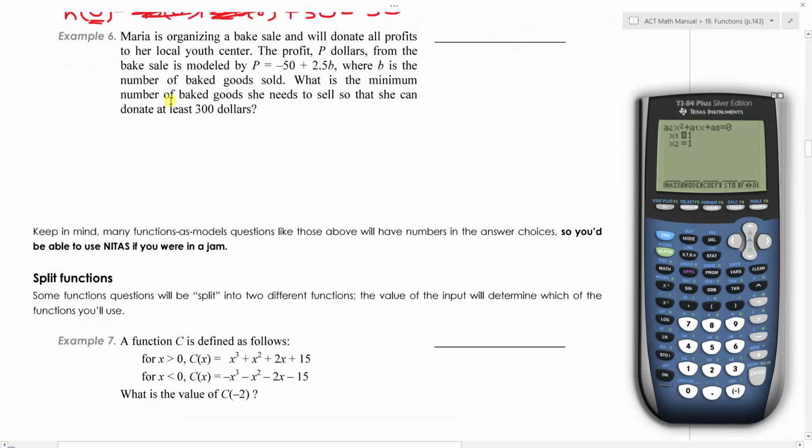Example 6. Maria is organizing a bake sale and will donate all profits to her local youth center. Wow, that is so generous, so magnanimous.